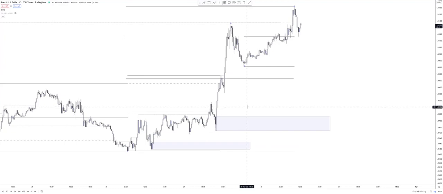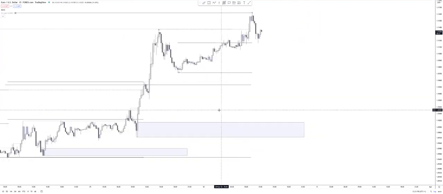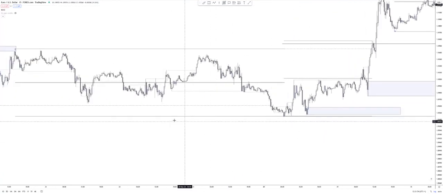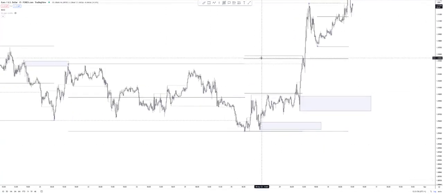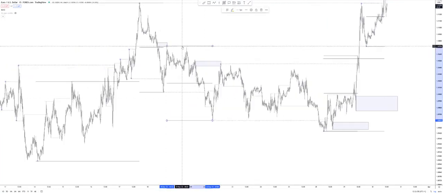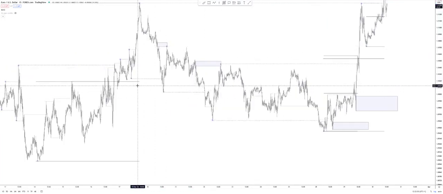So yeah, other examples of supply and demand zones, perhaps on minor structure that we've got. Let me just clear up some of these premium discount tools that we don't need anymore because price has mitigated them.